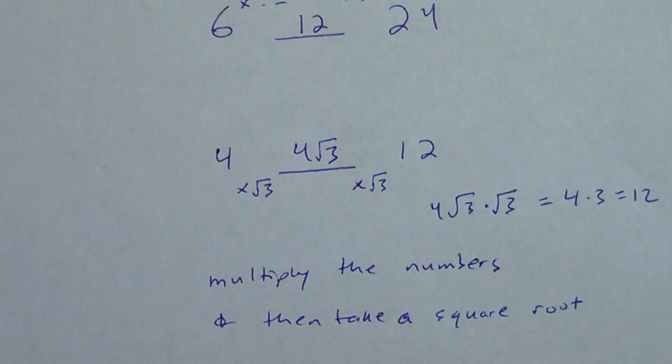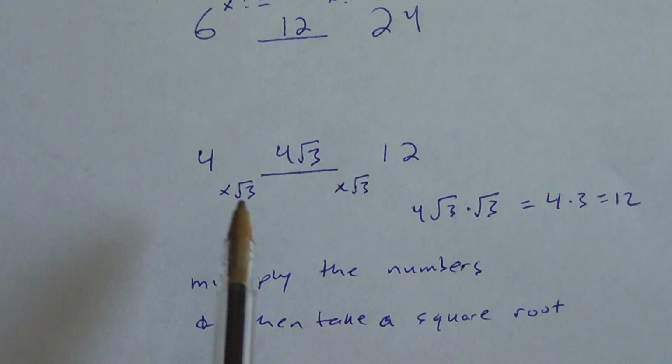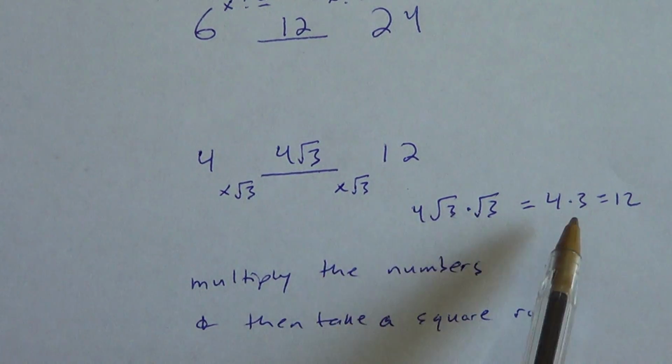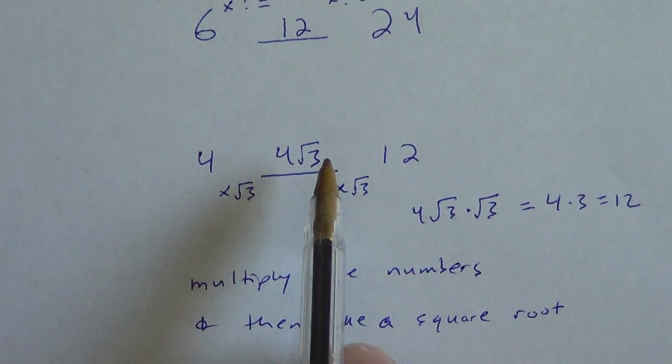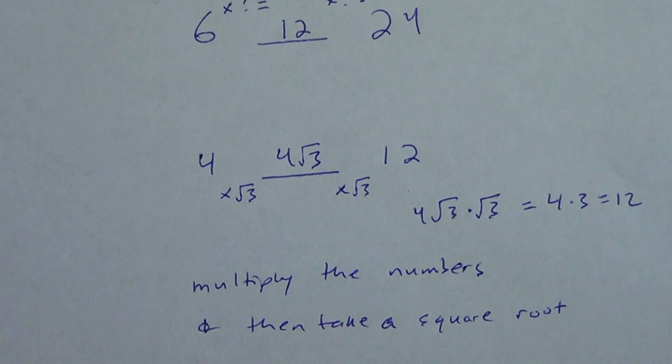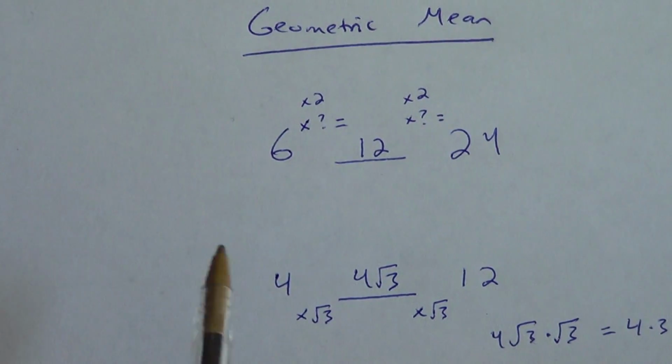And that gives me the 12. So if I take 4 times root 3, it gives me 4 root 3. 4 root 3 times root 3 gives me the 12. 4 root 3 is the geometric mean of 4 and 12. And that ends up happening quite a bit when we do geometric means. We often get a square root in our answer. Sometimes we will get a nice whole number, like 12 up here.